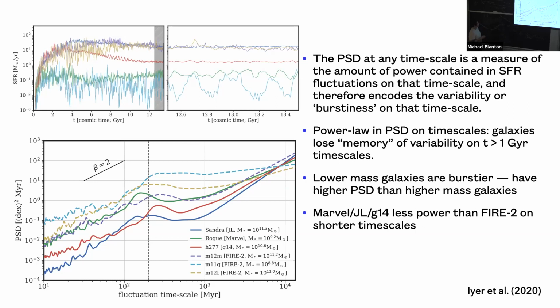And the dwarfs, here's the dwarfs. M11Q and Rogue are all pretty bursty, right? They're burstier in general than Milky Ways, but the FIRE dwarfs and M11Q are always burstier as well. So FIRE is just burstier than our runs, and so I think that's probably what is setting some of these differences in morphology, CGM, etc. Ask me to understand exactly why this is happening, and I can't necessarily tell you, but they are definitely burstier.